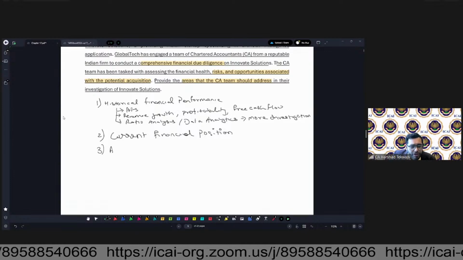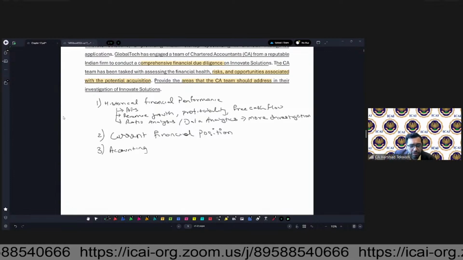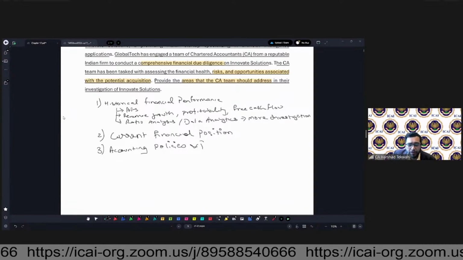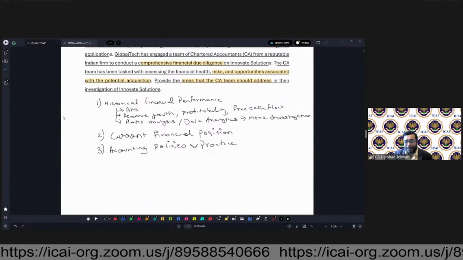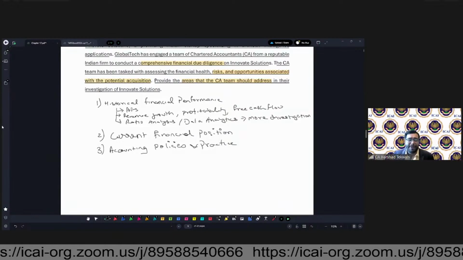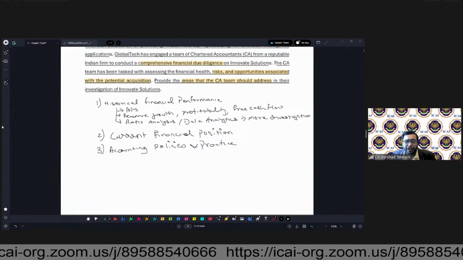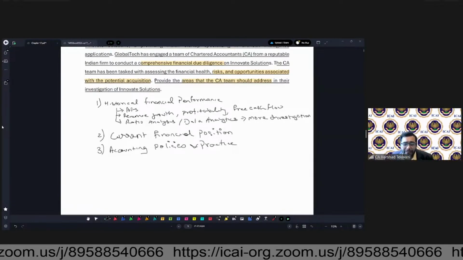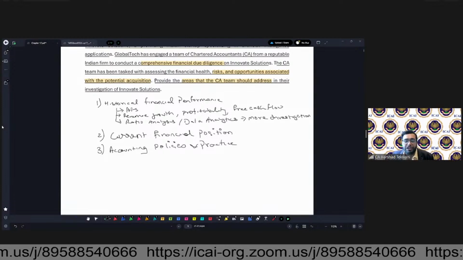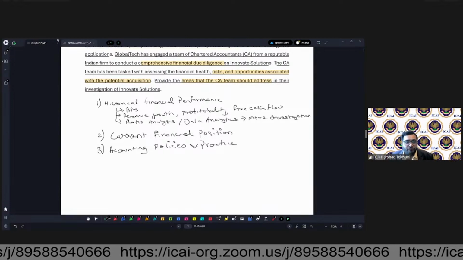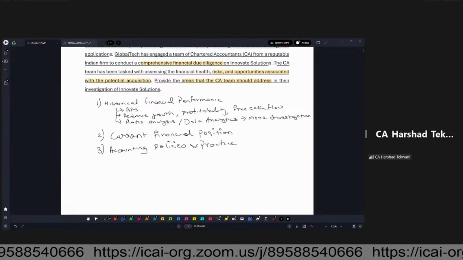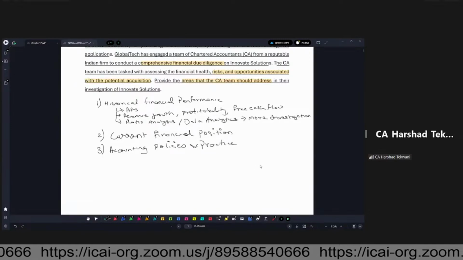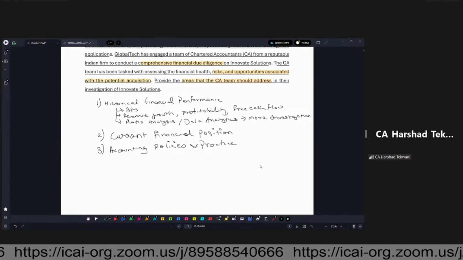Third, you will focus on accounting policies and practices. For example, I will see what the company does, what the company makes, what the company's accounting policies are, what kind of revenue the company generates. I will see whether the company is following Ind AS, IFRS, AS, what financial reporting framework is being followed by the company. So all these things I will verify: related party transactions, how the company is recording related party transactions, tax compliance. So all these things I will verify in this particular area.